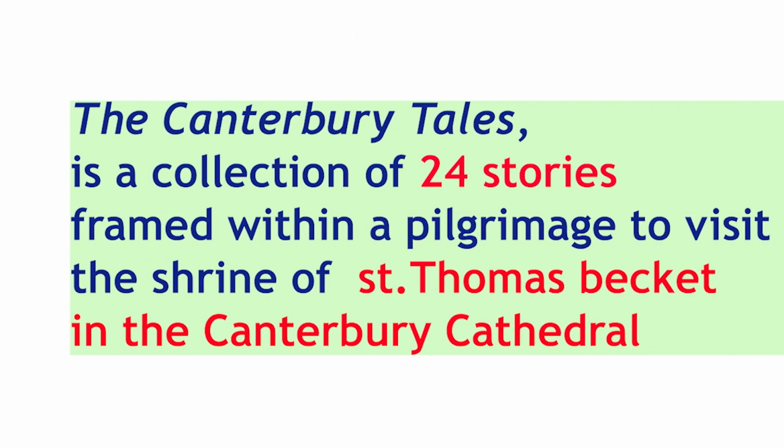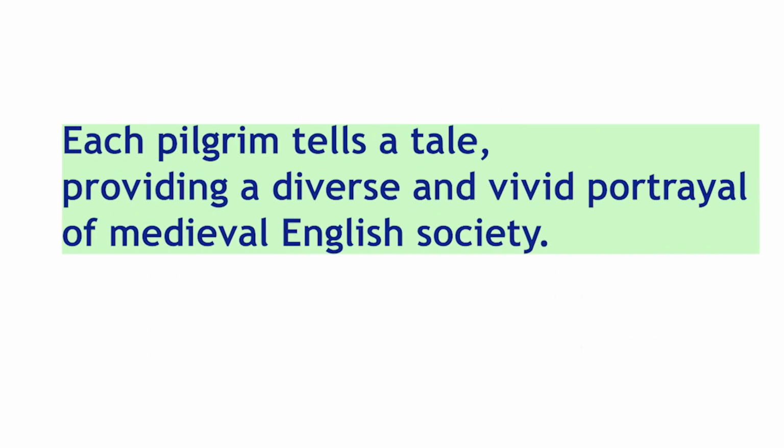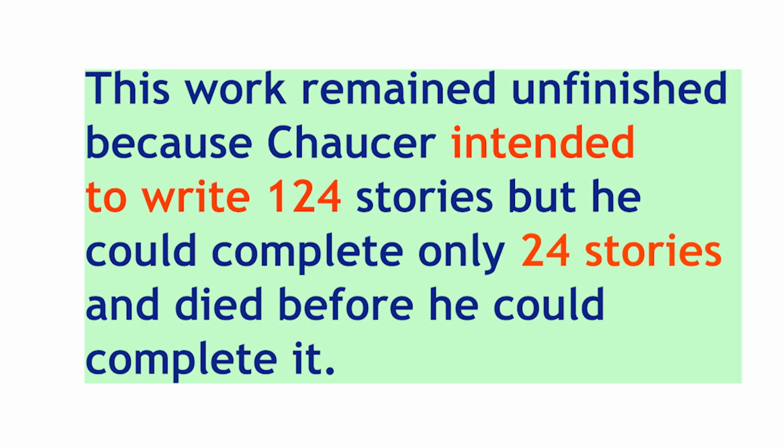Chaucer's magnum opus, the Canterbury Tales, is a collection of 24 stories framed within a pilgrimage to visit the shrine of Saint Thomas Becket in the Canterbury Cathedral. Each pilgrim tells a tale, providing a diverse and vivid portrayal of medieval English society. The tales encompass a wide range of genres, including romance, fabliaux, and moral allegory. This work remained unfinished because Chaucer intended to write 124 stories, but he could complete only 24 stories and died before he could complete it.